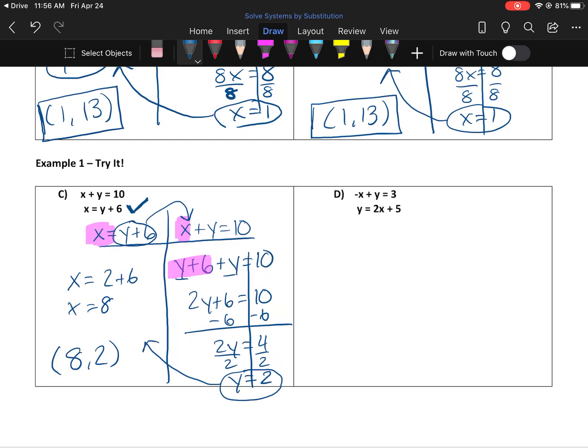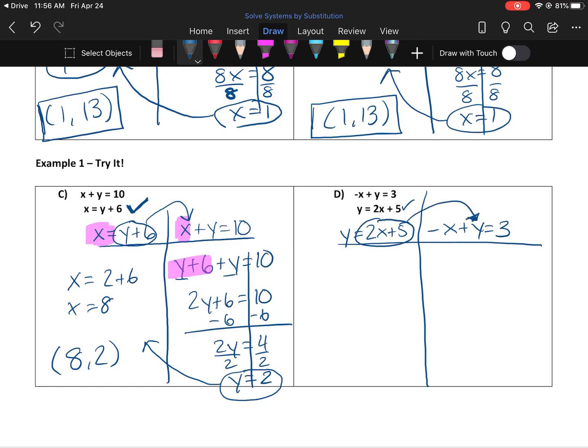Why don't you guys go ahead and pause the video and try the next one on your own? And let's see if we work through it the same. So I've got a y equals. I'm going to put that first on the left side. I'm not changing any of my equations. I'm just writing them out. Y equals, that's what I'm always looking for. X equals or y equals, we said. Since it's y equals, it's going to replace the y over here. So negative x plus 2x plus 5 is equal to 3.